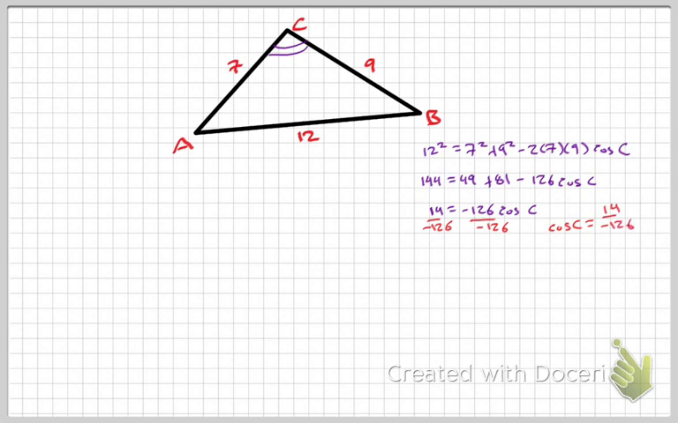Last step, inverse cosine of 14 over negative 126 is going to get us our angle measure at C. Inverse cosine, parentheses, 14 divided by negative 126, close my parenthesis, I get 96.4 degrees. So C equals 96.4 degrees.